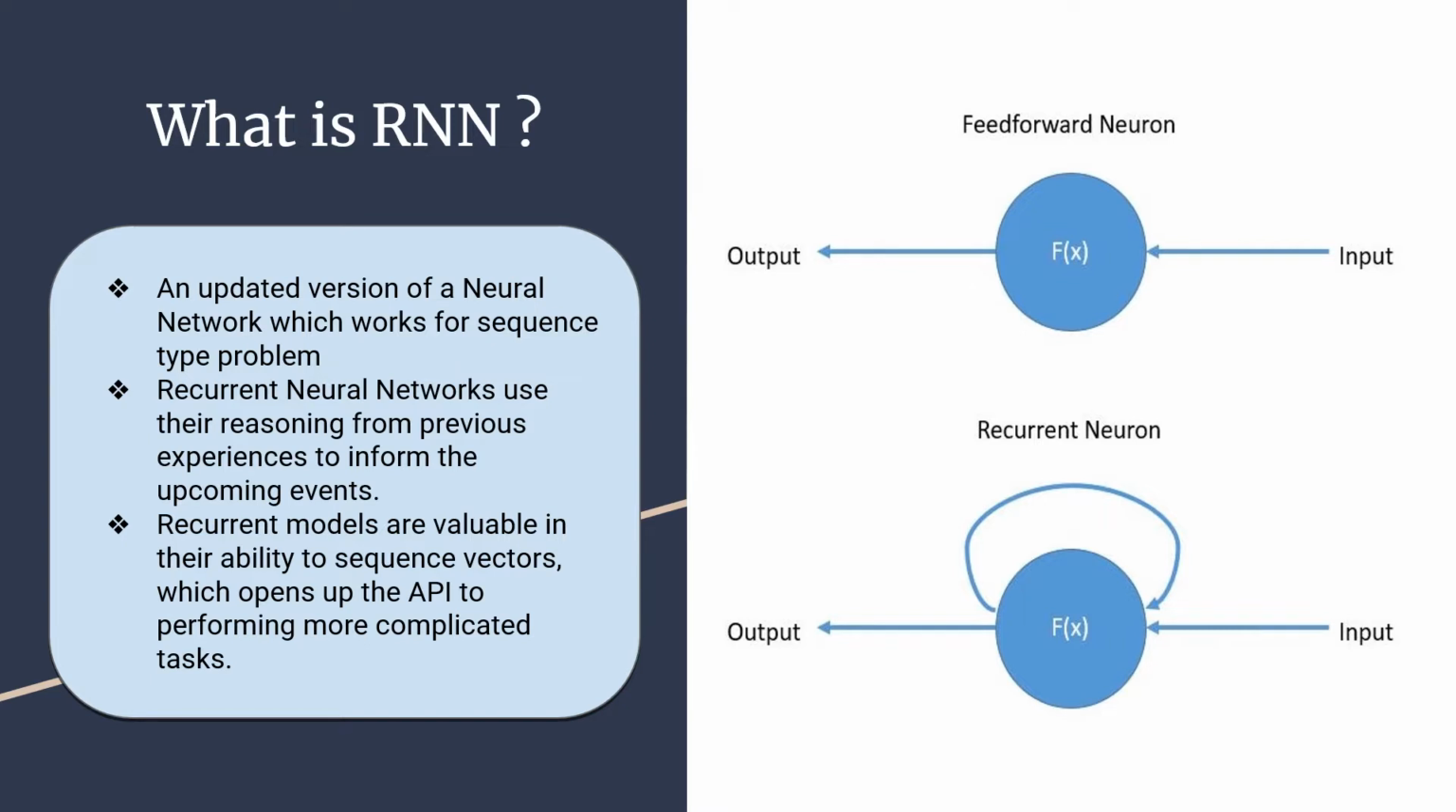First of all, what is RNN? We know RNN is an updated version of a neural network which works for sequential data. They have a mechanism of remembering the previous input and producing an output based on all the inputs. This makes them well suited for sequential data such as text, audio, video, or any time series data. Recurrent models are valuable in their ability to process sequences of vectors, which opens up the possibility of performing more complicated tasks.